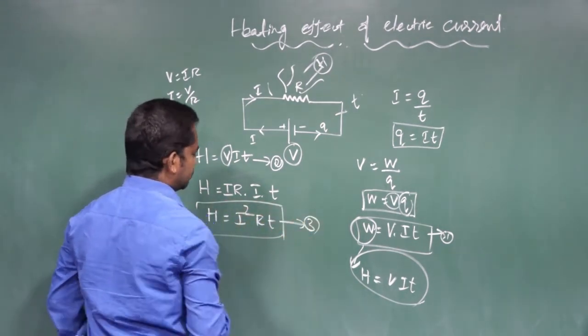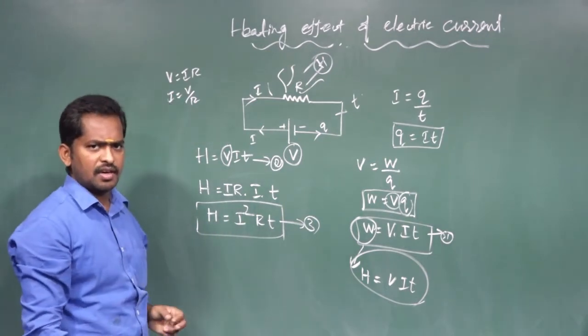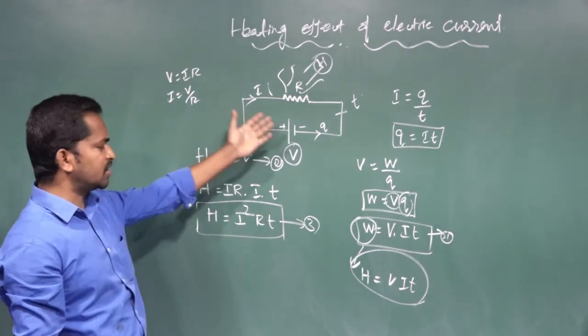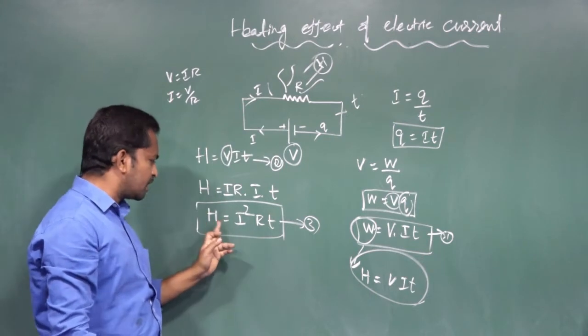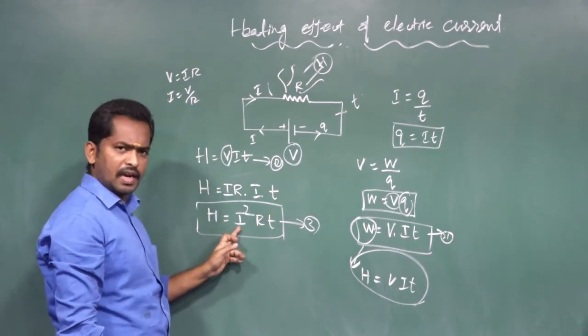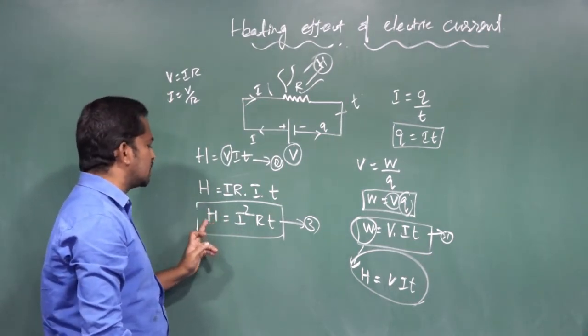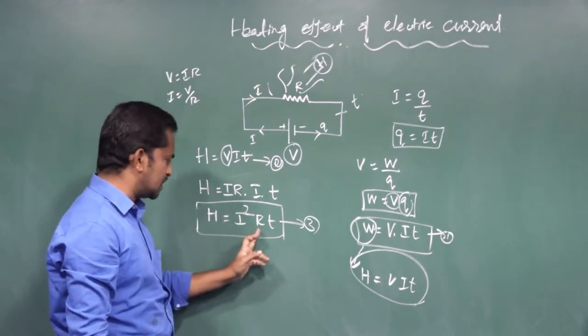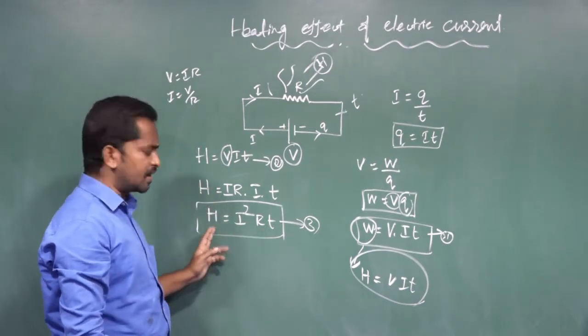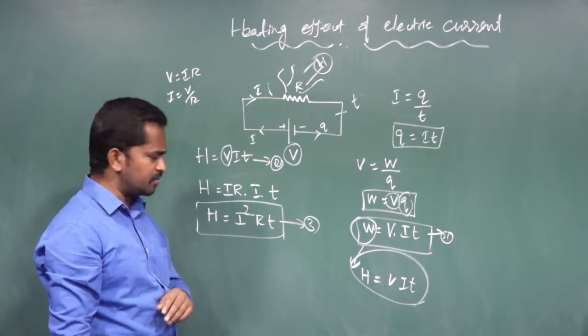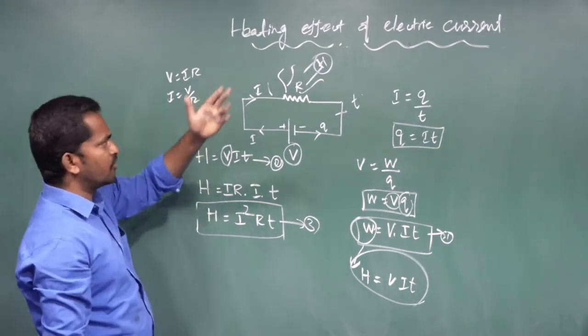Equation number 3. This is Joule's law of heating. What's Joule's law? The dissipated heat energy is directly proportional to the square of current, heat energy is directly proportional to resistance, and heat energy is directly proportional to time. It is a basic equation, the heating effect of electric current.